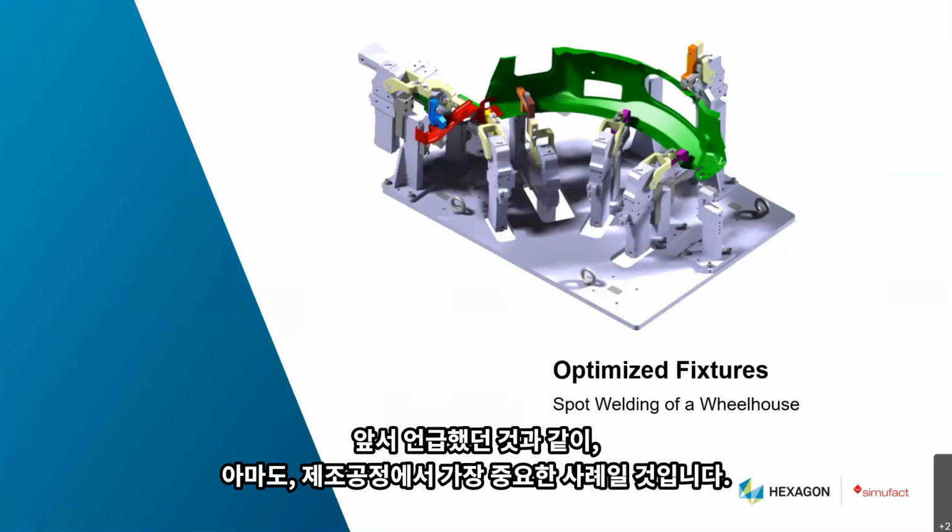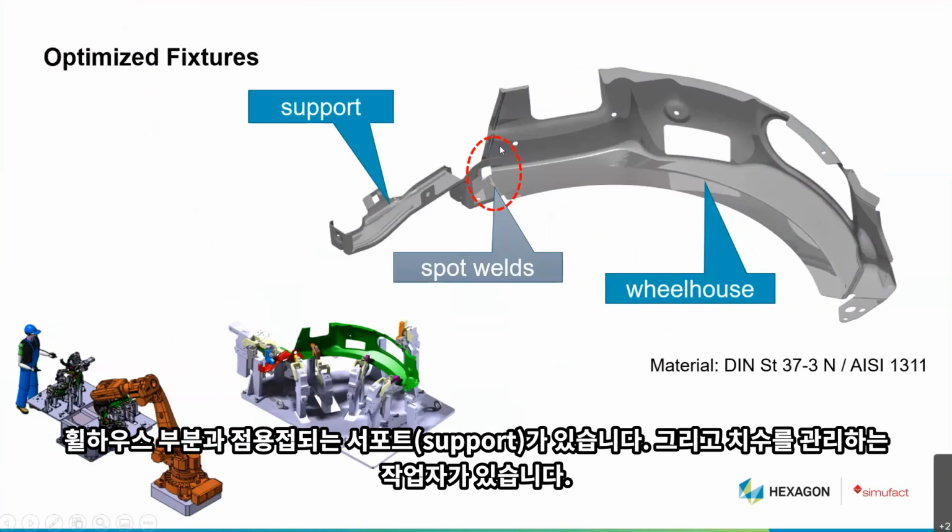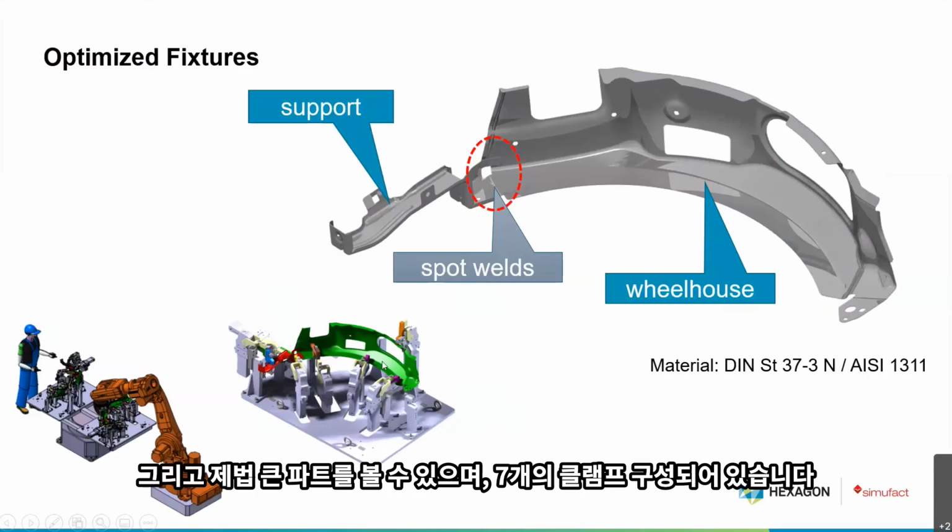Optimizing fixtures. Well, I mentioned it before. This is maybe one of the most important use cases in manufacturing. Here we see the example of spot welding of a wheelhouse. To this wheelhouse, a support is being spot welded at these points. Here you see the dimensions, and this operator. You see it's quite a big part.